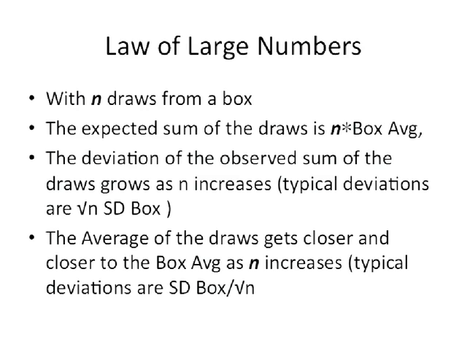On the other hand, if we take the average draw of the draws from the box, that gets closer and closer to the box average. And the deviations get smaller and smaller because we're dividing by n, right? So the typical deviation is the SD of the box divided by the square root of n. Okay? So that's called the law of large numbers.